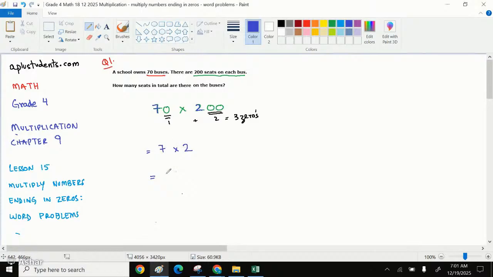7 multiplied by 2 is 14, and we bring down these 3 zeros. That means 14,000. Therefore, the answer would be there are 14,000 seats on the buses, right? If you have the same answer, let's move on to the next one.